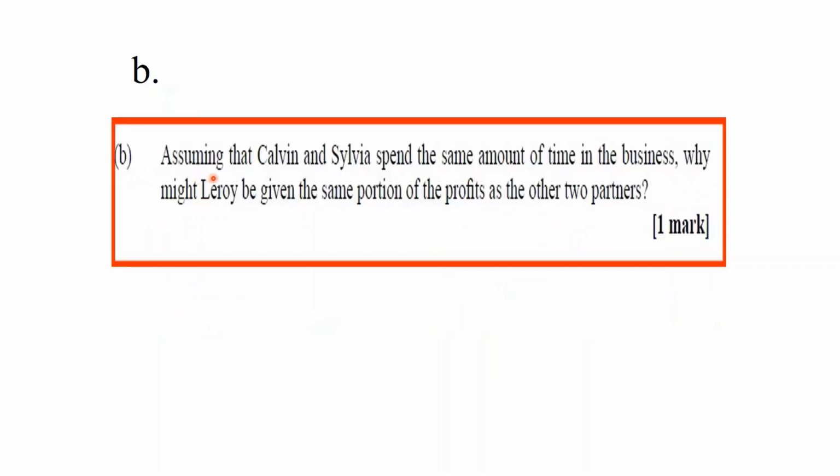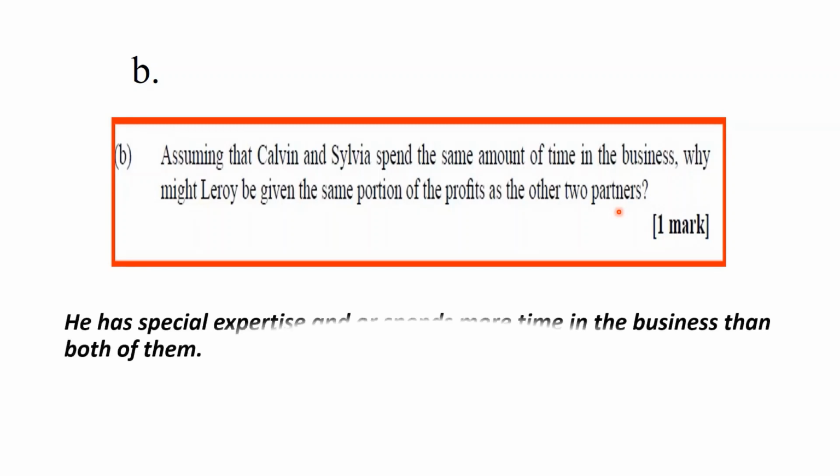Part B, assuming that Calvin and Sylvia spend the same amount of time in the business, why might Leroy be given the same portion of profits as the other two partners? Now you have to think about this very carefully before you answer, because we have two partners spending the same amount of time in the business as another partner, and he is receiving the same amount of profit as they are, although he is only providing about one-tenth of the amount of capital that they are providing.